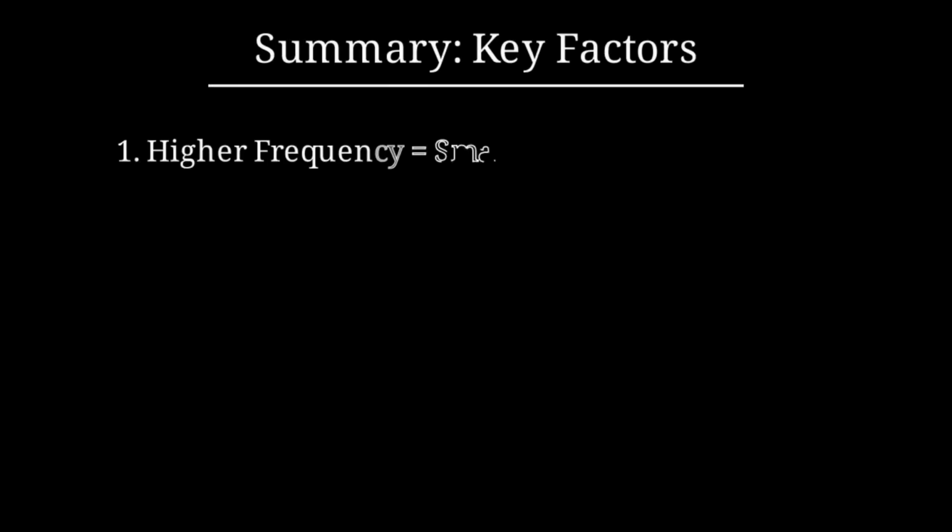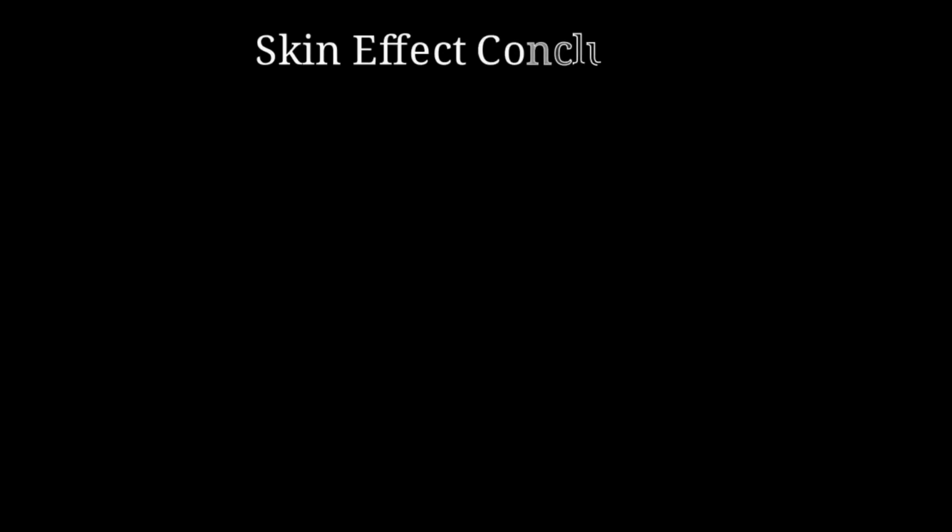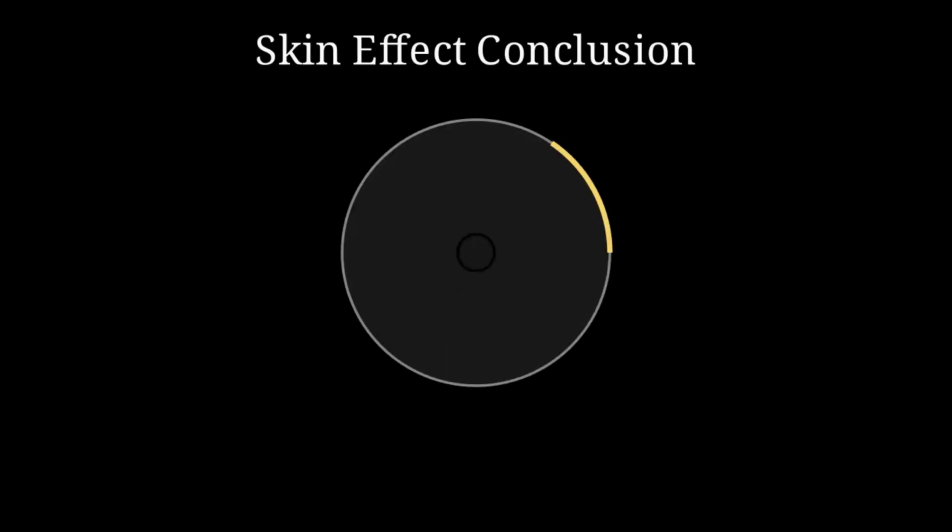In summary, the skin effect forces AC current to the surface due to internal magnetic flux. Understanding this is crucial for designing efficient power grids and high-frequency communication systems. By optimizing conductor geometry and material choice, we can minimize the losses caused by the skin effect.